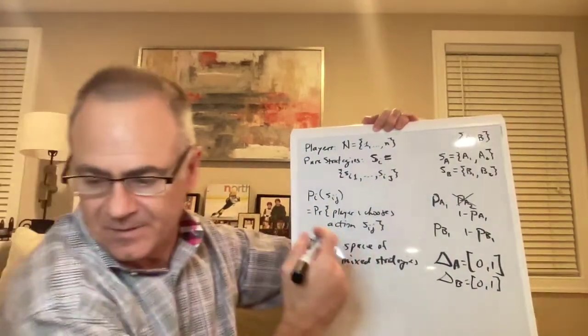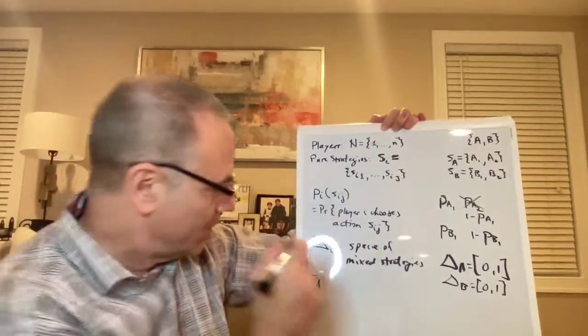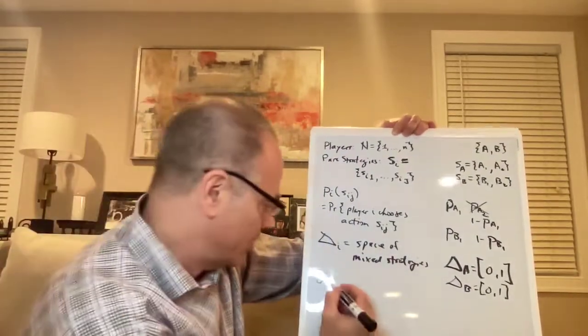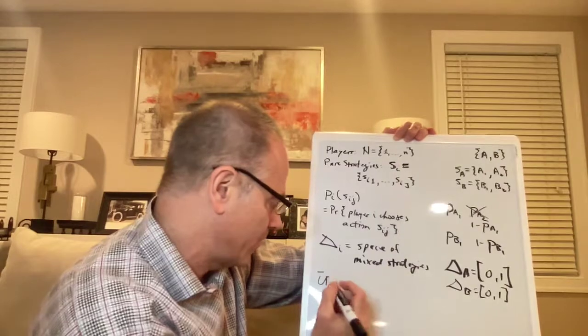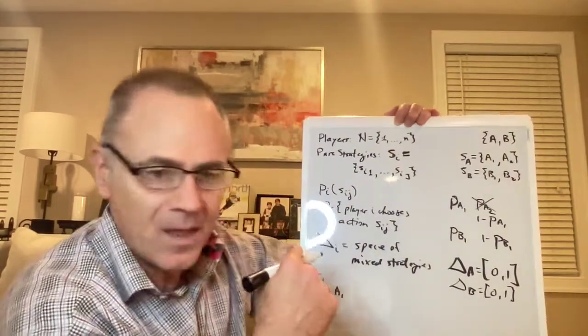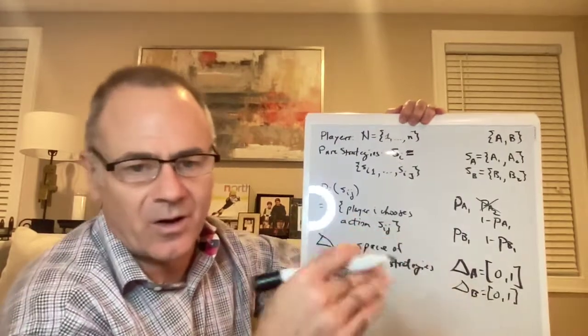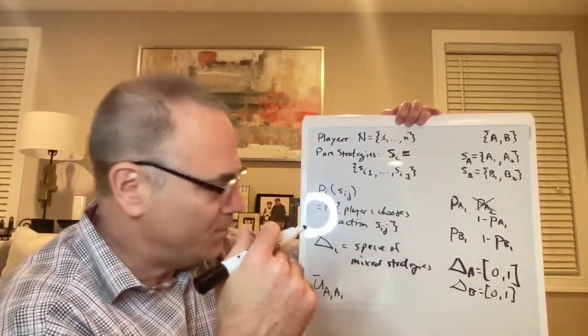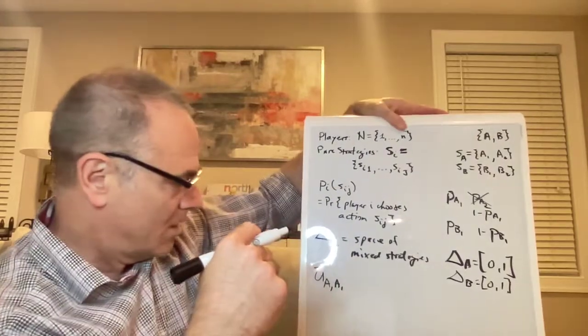U bar for a player and an action. So U bar for, say, player A, action A1. This is what we're going to call the seen utility. So here's where we're going. Let me explain.